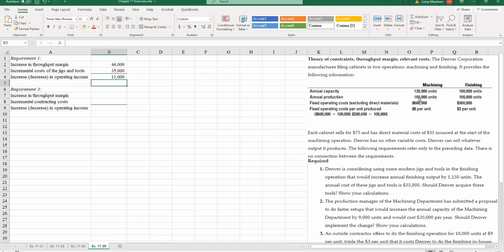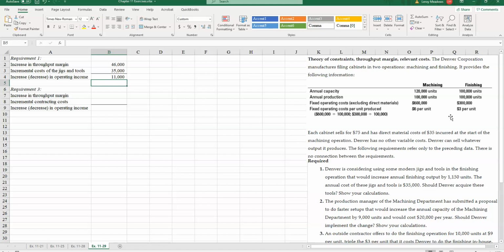So does adding capacity to the machining department make sense here? No, it does not, because it already has enough capacity. It has more capacity than what we can produce right now. Now, if we were talking about the finishing department, then increasing 9,000 units at a cost of $20,000 per year, then we could look to see if that makes sense. However, because we're adding capacity in the bottleneck department, that's going to allow us to increase the output.